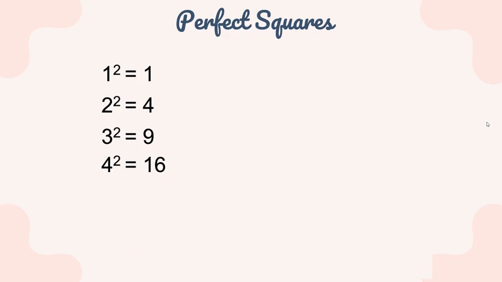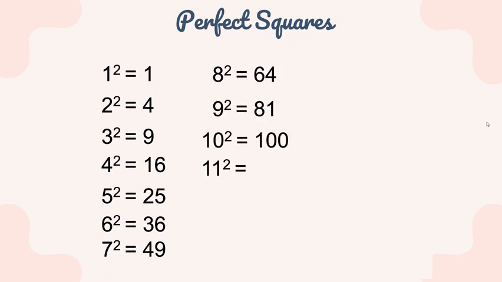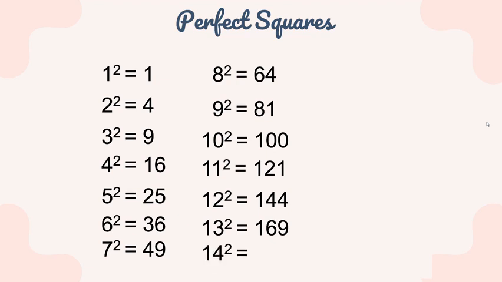4 squared, or 4 times 4, is 16. 5 squared, 5 times 5 is 25. 6 squared, 6 times 6 is 36. 7 squared, 49. 8 squared is 64. 9 squared is 81. 10 squared is 100. 11 squared is 121. 12 squared is 144. 13 squared is 169. 14 squared is 196. 15 squared is 225.